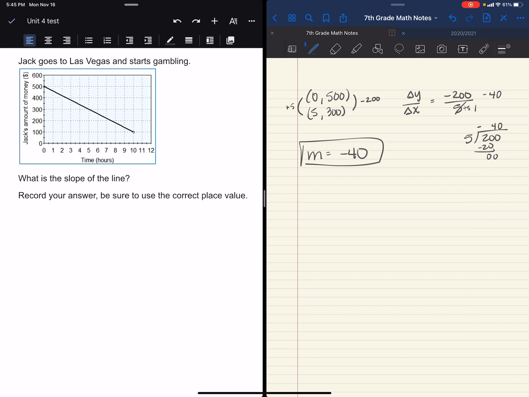You know what? Let's try it with 2 other pairs just to double check this. So I'm going to keep that 5, 300, and then I'm also going to use 10, 100. My change in y is still negative 200. My change in x is still plus 5. Okay, it checks out. I would get negative 40 again, which means that my slope is negative 40.